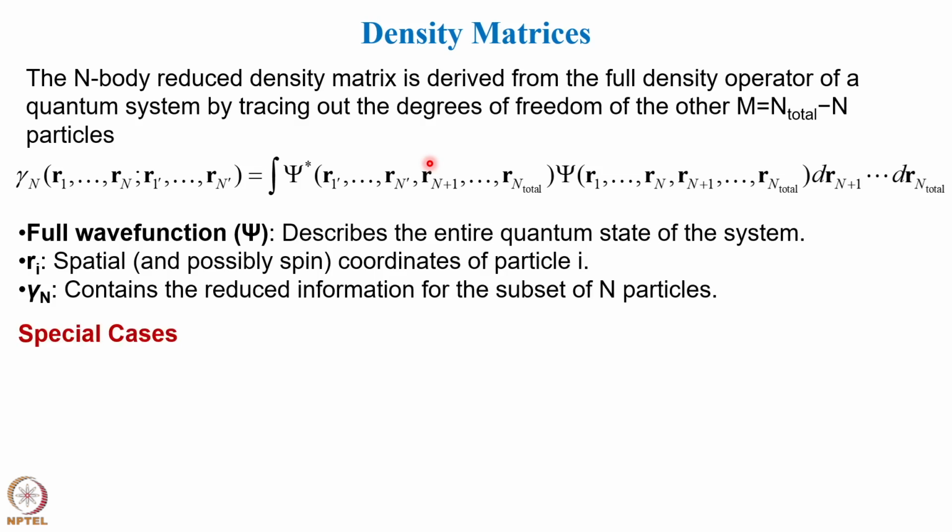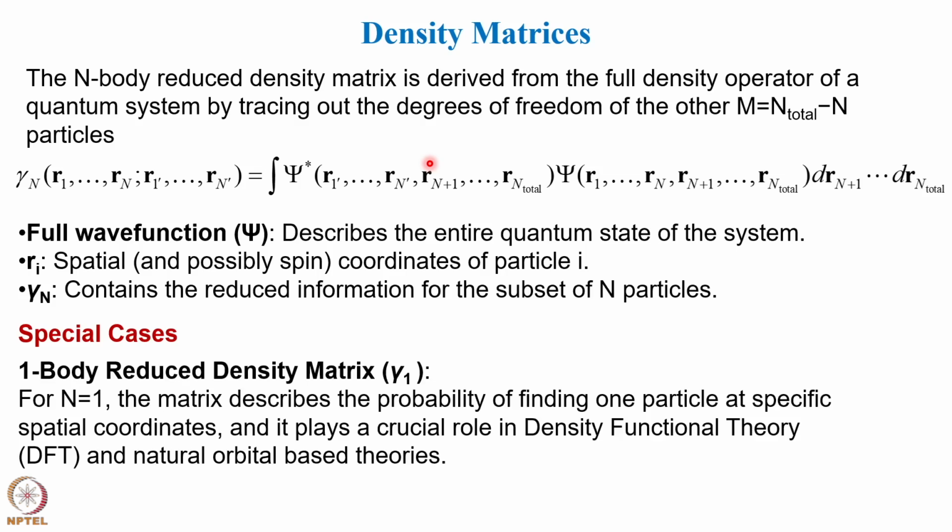Now, let us come to the special case. The special case is the one-body reduced density matrix, gamma 1. So, instead of leaving n variables unintegrated, if I leave only one variable and integrate over all the other variables, that is called the one-body reduced density matrix. This plays a very important role in density functional theory as well as in natural orbital based theories. Remember how we were generating the natural orbitals? We were generating them by diagonalizing a correlated one-particle reduced density matrix, and that gives me a better set of orbitals.